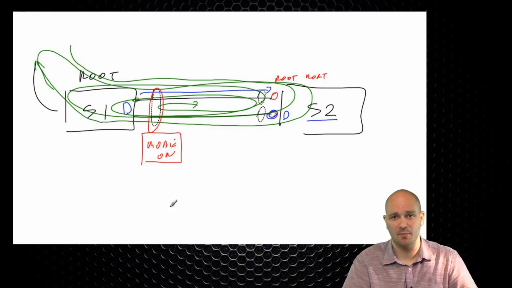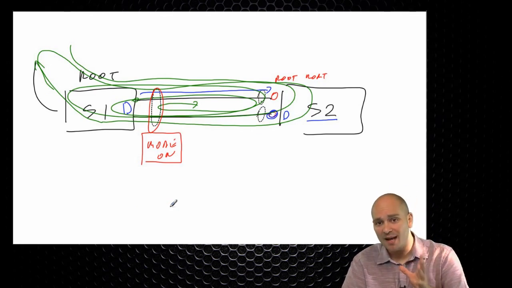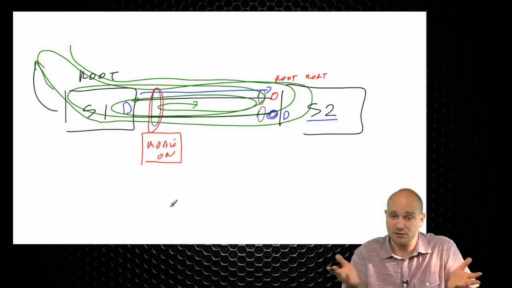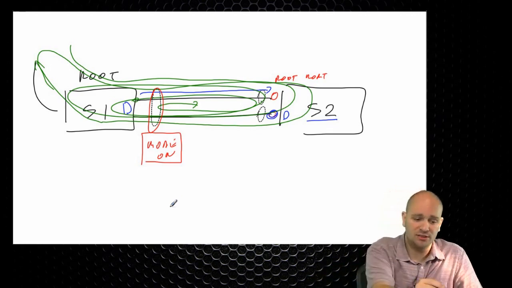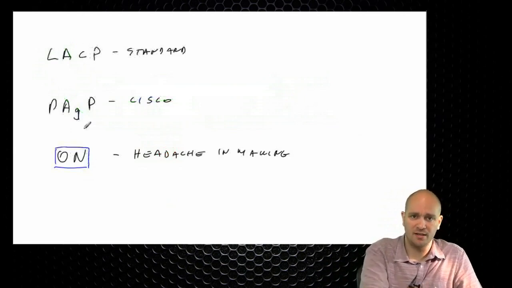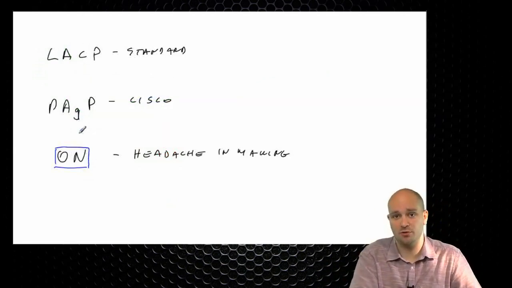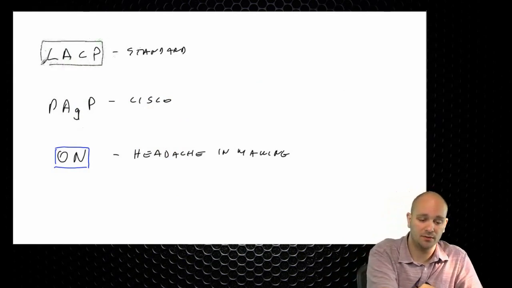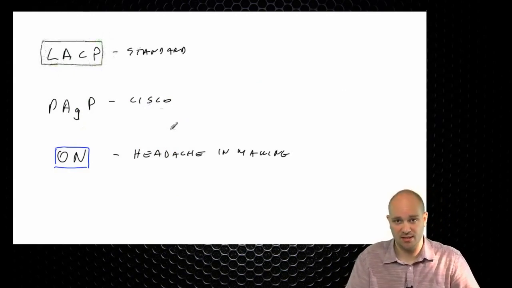In the CCIE lab exam, if they don't tell you which aggregation protocol to use, stay away from mode on, because you can, by accident, create this scenario and you can have a really, really bad day in the lab after that. Stick with PAgP or use LACP if they don't tell you otherwise. If they tell you to use mode on, well, in that case, you are going to use mode on. But if they don't tell you, stick with one of these two. In real life, again, it depends on the requirement, but my recommendation would be, if you are not compelled to use something else, use LACP.